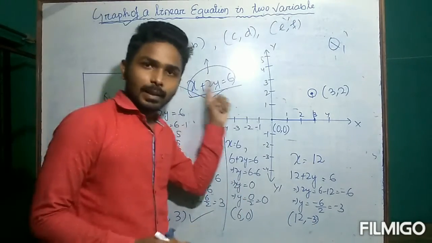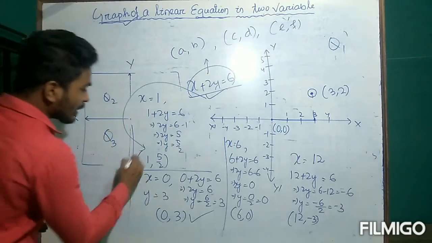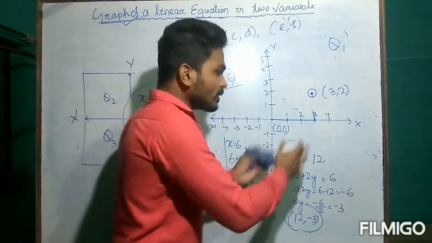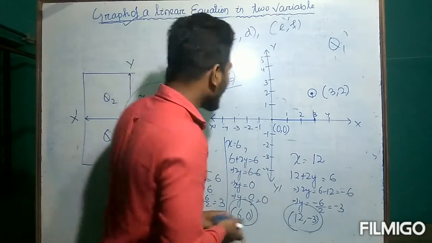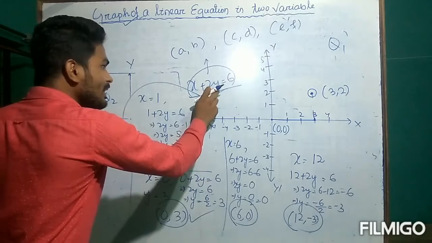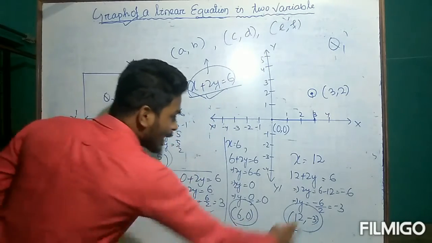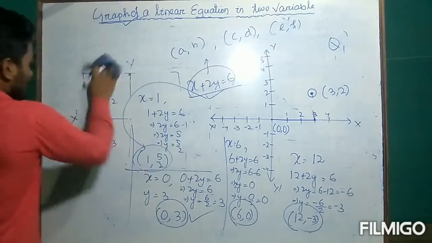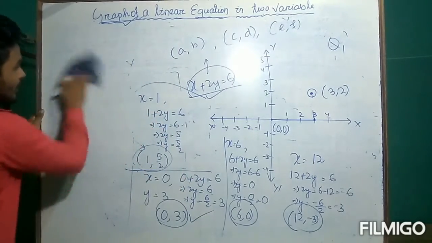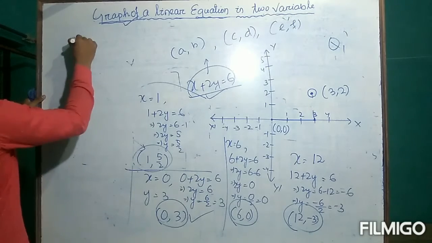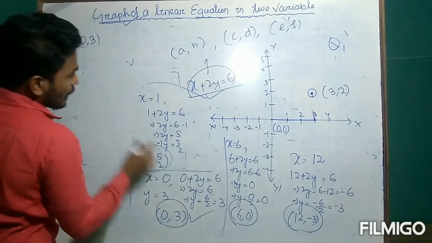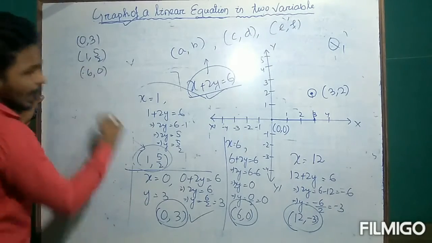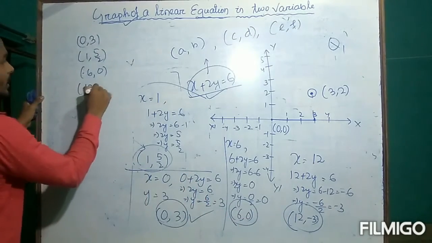Now for the same linear equation in 2 variables, we got how many solutions? We got 1, 2, 3, 4 solutions. And if we follow this process, we can get infinite number of solutions. Hence, we convert this linear equation in 2 variables in which format? In ordered pair format, in point format. Let's write all those points. Here we get the points 0, 3; 1, 5 by 2; 6, 0; and 12, minus 3.